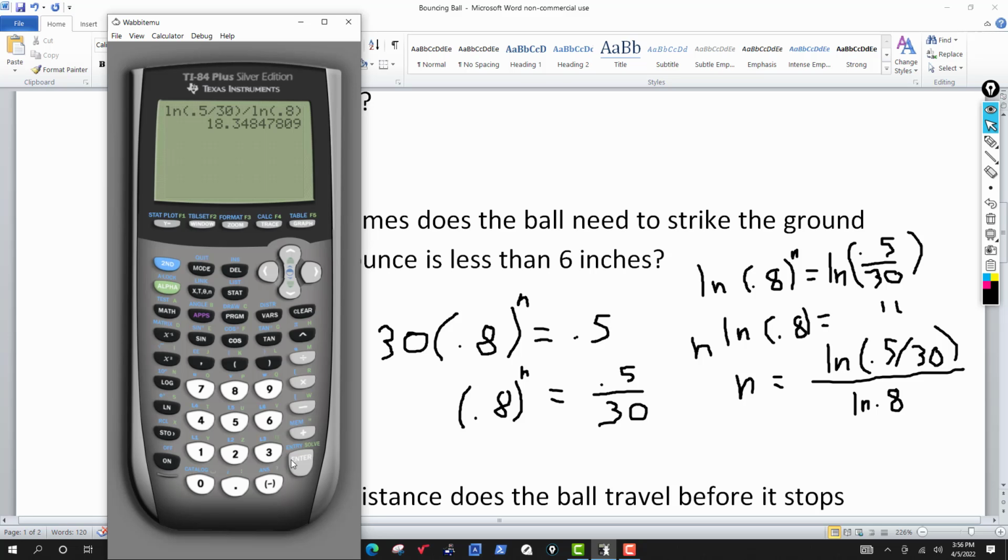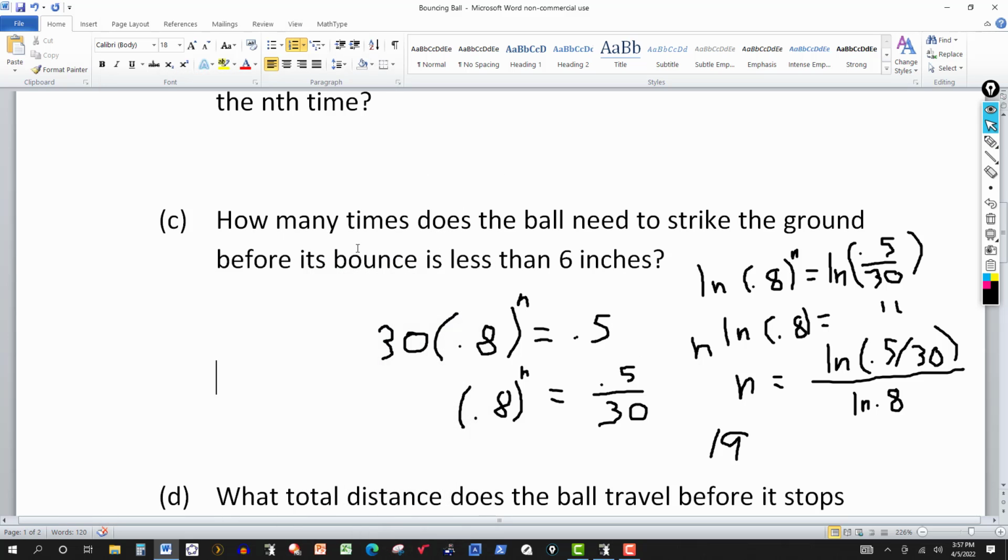So that means that it has to bounce 18.348 times, so that the length or distance of the bounce is 6 inches or half a foot. Now we want it to be less than 6 inches. So that means we have to go one more bounce. So the answer to this one is 19. How many times does the ball need to strike the ground before its bounce is less than 6 inches?